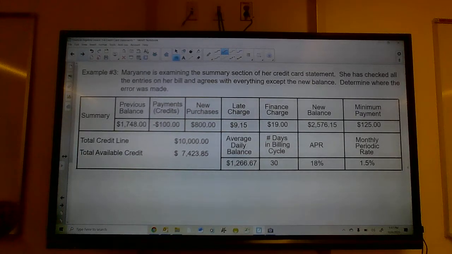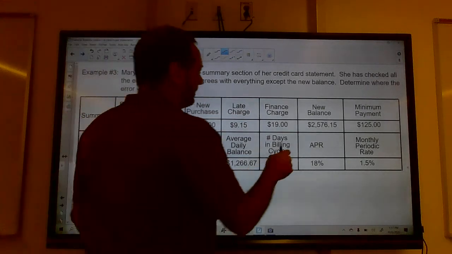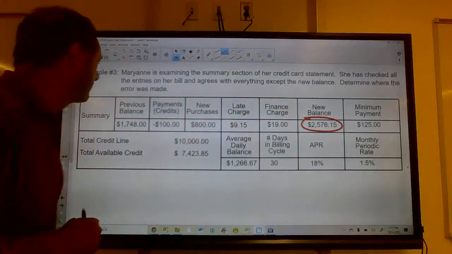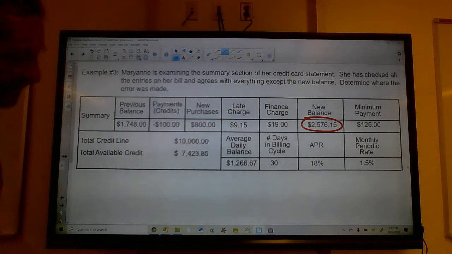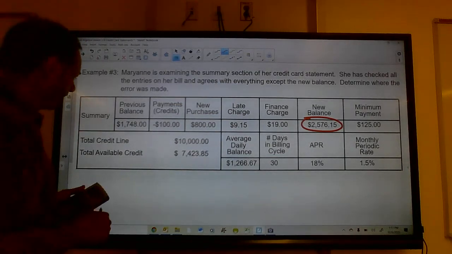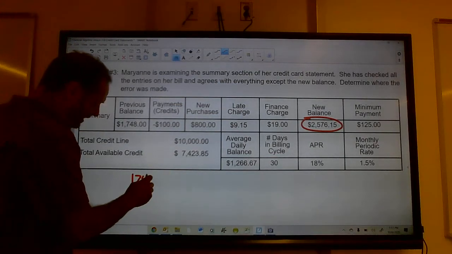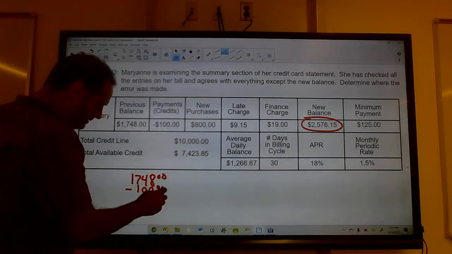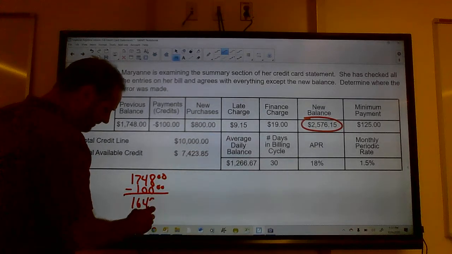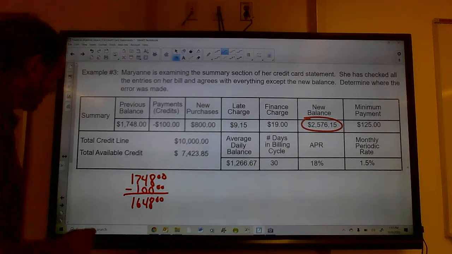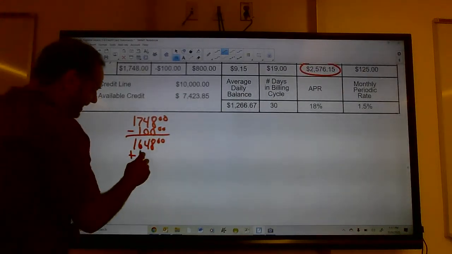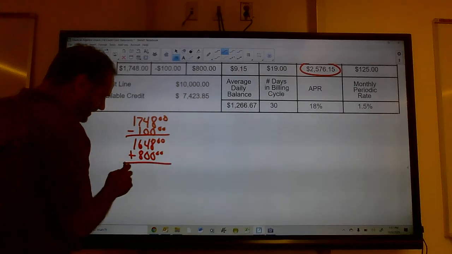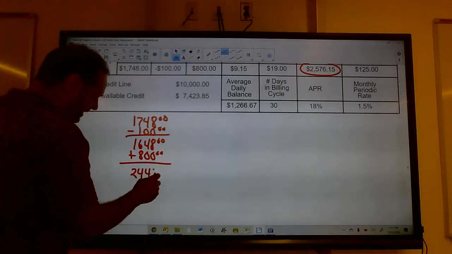Okay, Marianne is examining the summary section of her credit card statement. She has checked all the entries in her bill and agrees with everything except the new balance. So she says that this is a mistake right here. Determine where the error was made. Okay, so let's figure it out. We've got $1,748. That's her previous balance. She paid $100. So that's $1,648. Now she charged $800. So we'll add $800 to that. So that's $2,448.